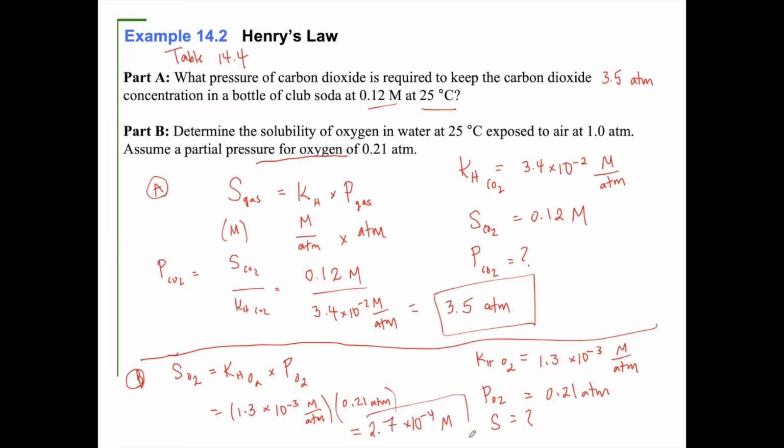Okay, 2.7 times 10 to the negative fourth molar. Okay, because remember, solubility is in moles per liter. So I'll just write that up here. Okay, so hopefully that makes sense. Henry's law, it's a very simple calculation. You just need to understand what these variables are.